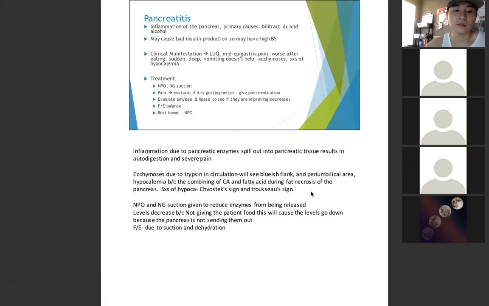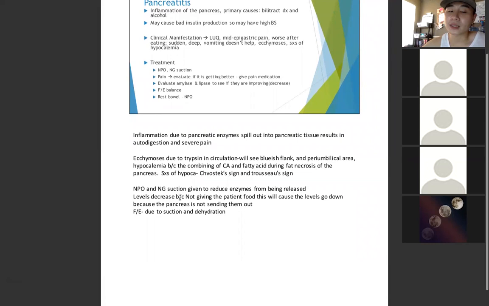NPO and NG suction to reduce enzymes from being released. The enzyme levels decrease because we're not giving the patient food, which causes the level to go down because the pancreas is not sending the enzymes out. Fluid and electrolytes are affected due to suction and dehydration.